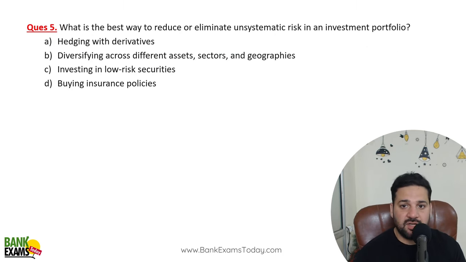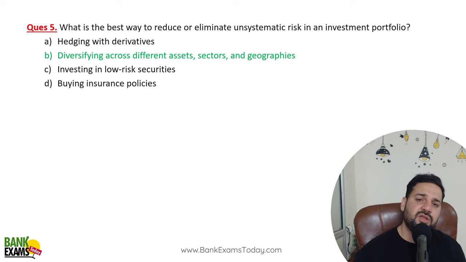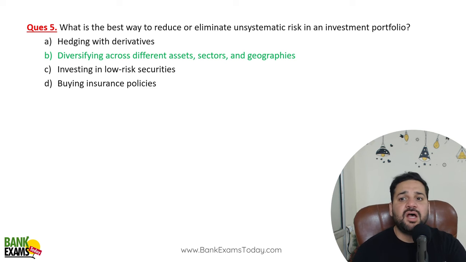Next question. The best way to reduce or eliminate unsystematic risk in an investment portfolio. Pause your video and try to answer this. How you can do that? By diversification. Diversification among asset classes ho sakti hai. Diversification within the market ho sakti hai, right? So if you are diversifying, the more you diversify, the more you are going to eliminate or minimize your unsystematic risk. Okay.